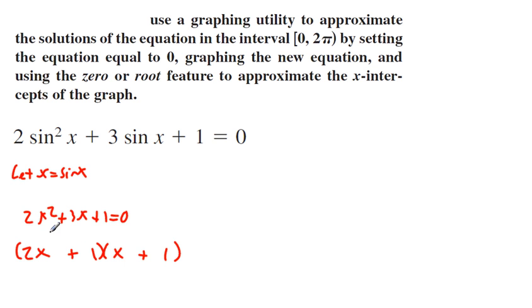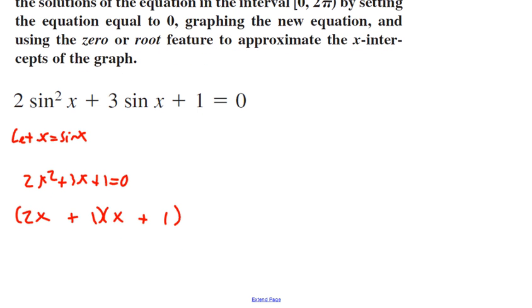And let's check it. 2x times x is 2x squared. 2x times 1 is 2x. 1 times x plus the 2x is 3x. And 1 times 1 is 1. Good. So now let's replace all the x's with sine. So 2 sine of x plus 1, and sine of x plus 1 equals 0.